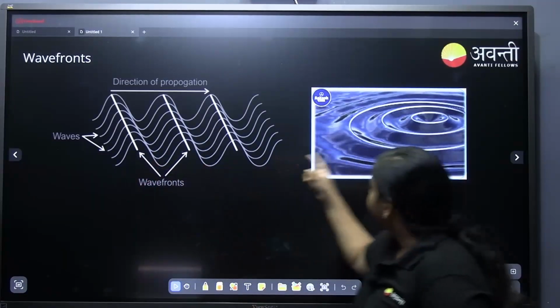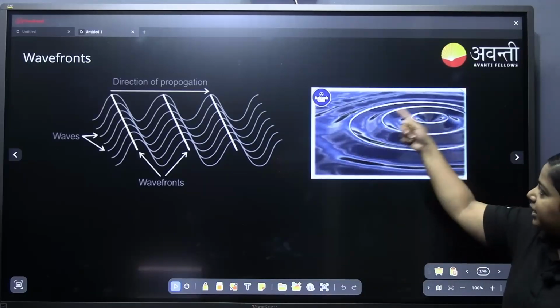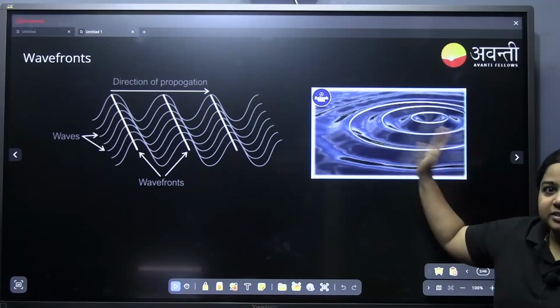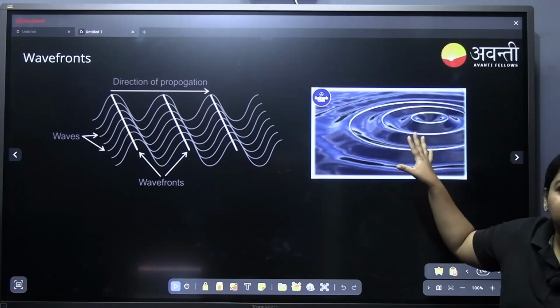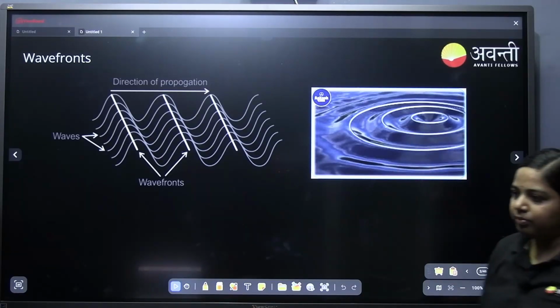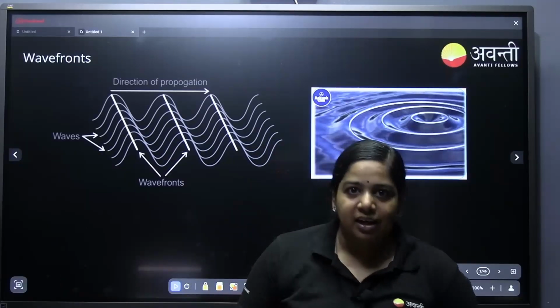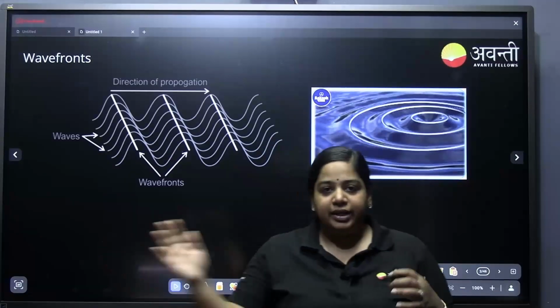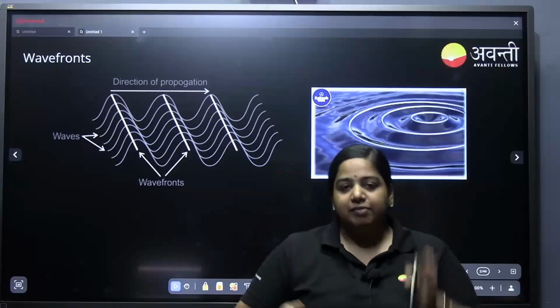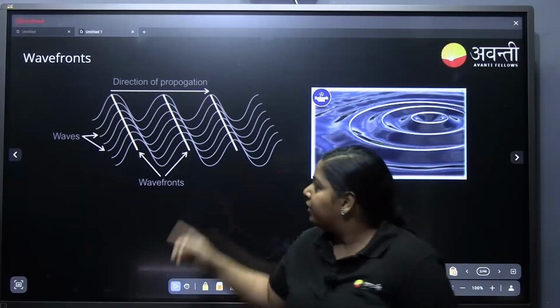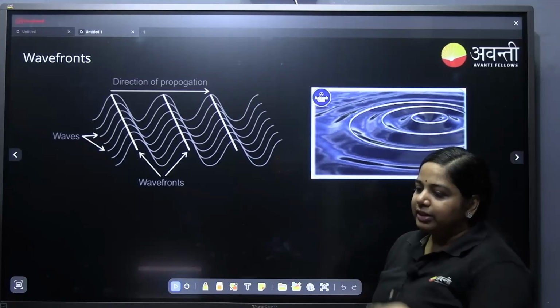In water waves, you can see how it is coming. This is how we represent spherical waves, but in 3D. Understood? From a point source, the wavefronts will be spherical. If a light source is at infinity, then it will give parallel wavefronts like that. So now you understood what a wavefront is.